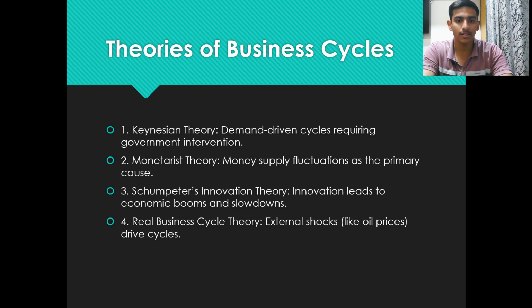Next is Schumpeter's innovation theory. He states that innovation leads to economic booms and slowdowns. So it all comes down to one aspect, research and development. Whatever the business may be, if the research and development, the innovation sector of that business, is strong, it will lead to changes in the business cycle. And fourth is the real business cycle theory, which concerns external shocks. Specifically, we can take the example of oil prices affecting secondary industries related to fuels. That is what is called the real business cycle theory.